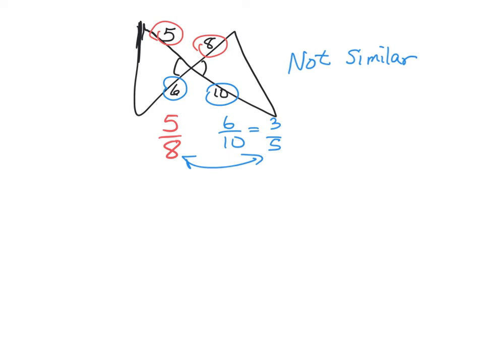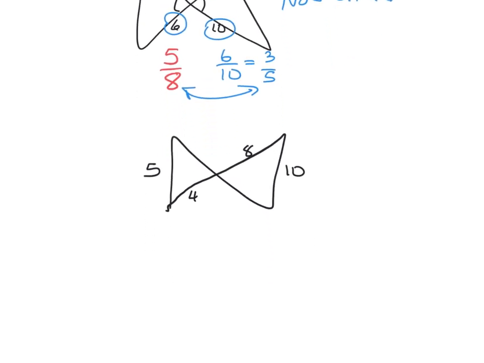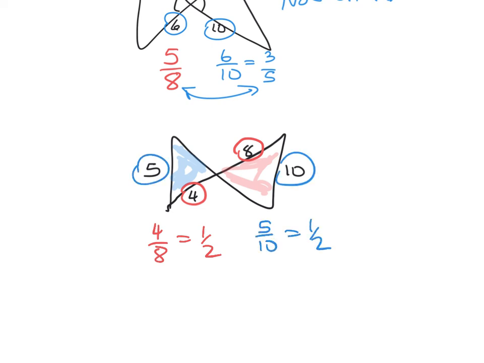And then let me do one more with the bow tie. And let's say we put 5 and a 10 and a 4 and an 8. So again, I can match the smaller side with the smaller side here, because the two triangles I'm trying to show are similar are this one compared to this one. So if I do 4 to 8, simplifies 1 to 2. If I do 5 to 10, simplifies 1 to 2. Now, I don't know the third side.